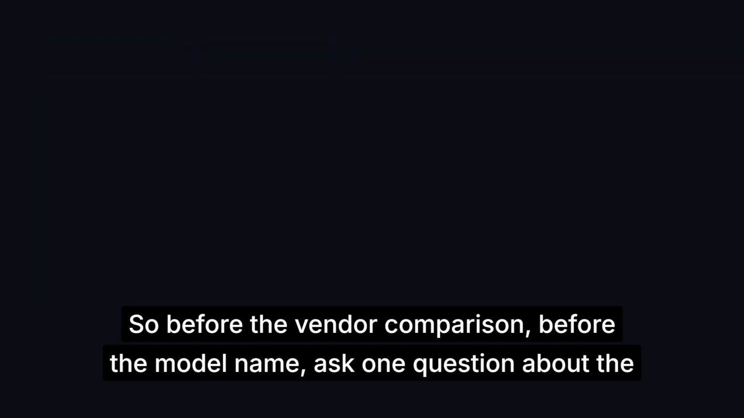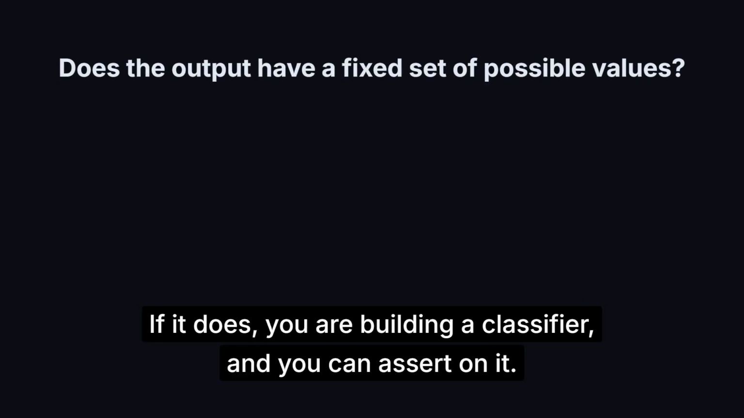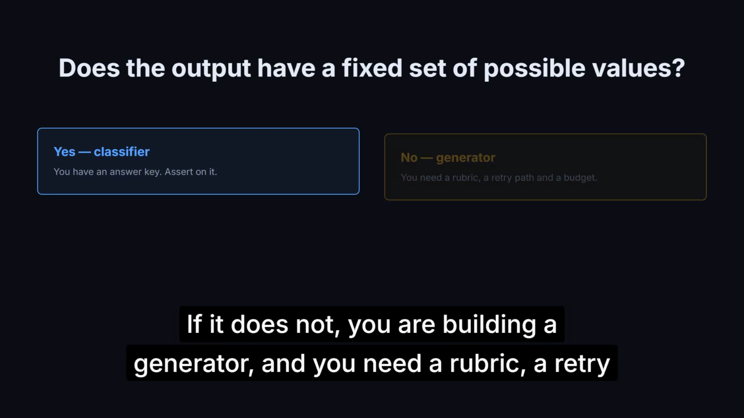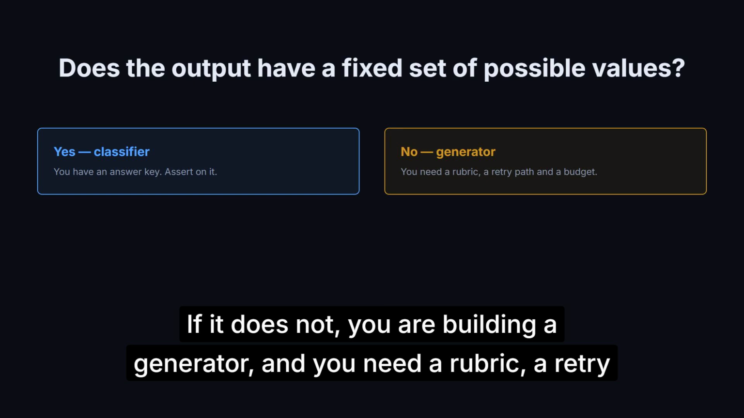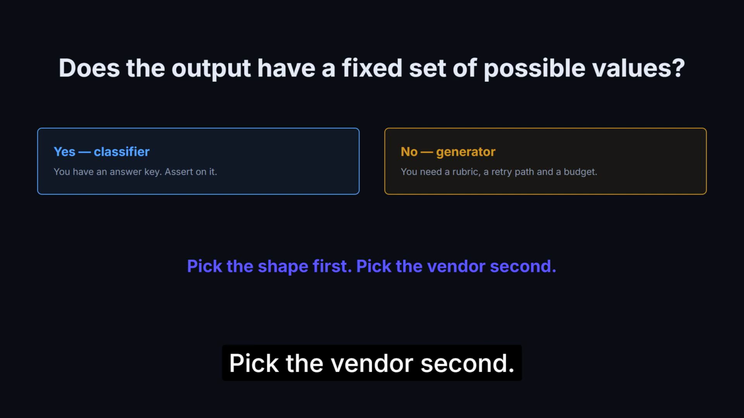So before the vendor comparison, before the model name, ask one question about the feature in front of you. Does the output have a fixed set of possible values? If it does, you are building a classifier and you can assert on it. If it does not, you are building a generator and you need a rubric, a retry path, and a budget. Pick the shape first. Pick the vendor second.